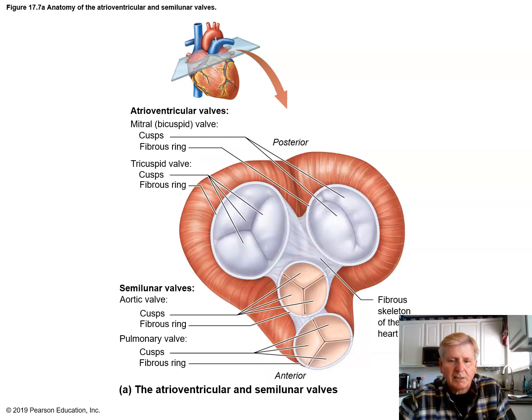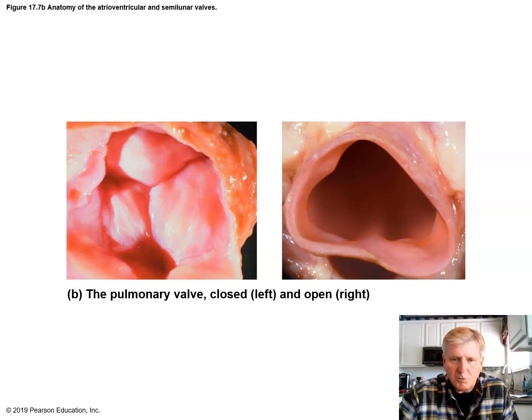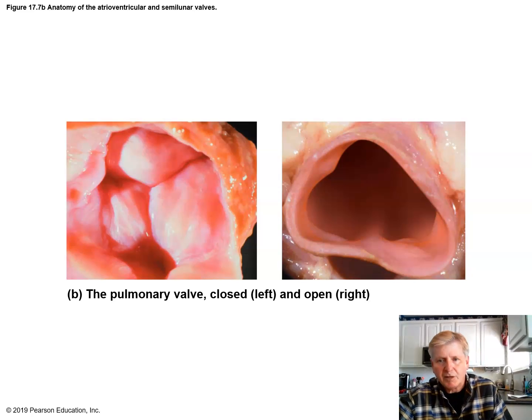And this is the AV and semilunar valves after they close. And this is a pulmonary valve closed on the left and then open on the right. And when these valves close, this is what produces your heart sounds. Your first heart sound is produced by the closing of the AV valves. The closure of the semilunar valves, like the ones that you see here, produce your second heart sound.